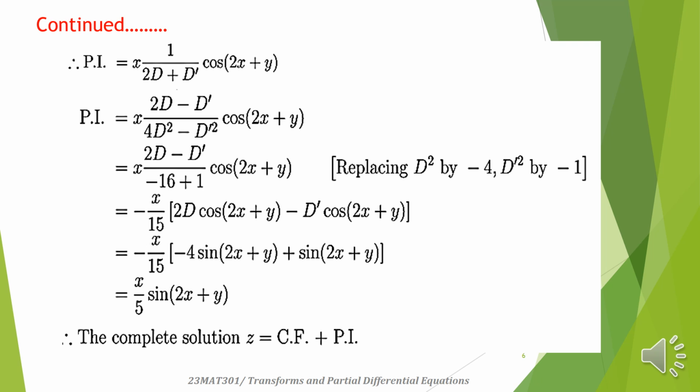If you are differentiating d, you will have to differentiate with respect to x. If you are differentiating d dash, you have to differentiate with respect to y. Exactly. So you'll get 2 into cos will become minus sine 2x plus y. Again differentiating with respect to x, you will get 2. So 2 into 2 becomes 4. That's why you have minus 4 here instead of 2. Okay, so minus 4 sine 2x plus y plus, because here minus is there, if you differentiate cos, you will get minus sine, so minus into minus becomes plus, so sine 2x plus y. So on solving this, you will get x by 5 sine 2x plus y.